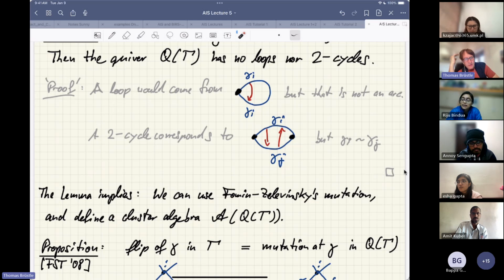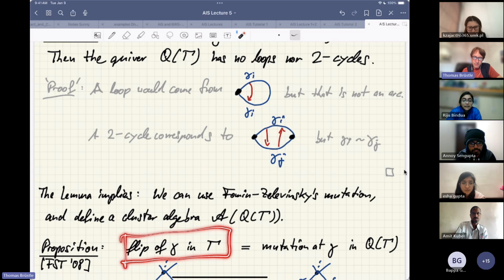So can we understand the flip of an arc in terms of mutations of that quiver? Let's try to analyze this one here.